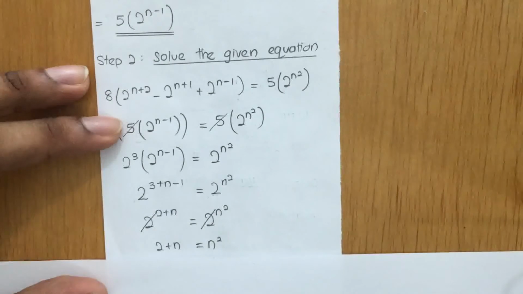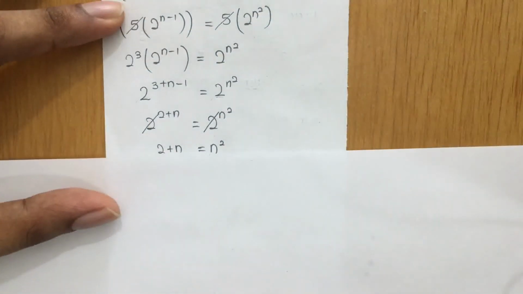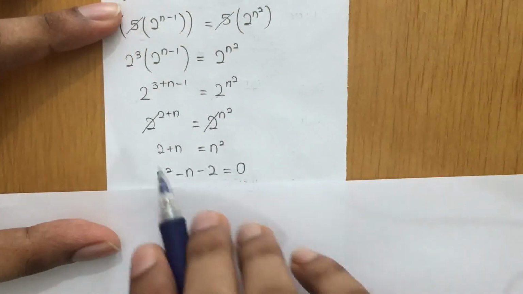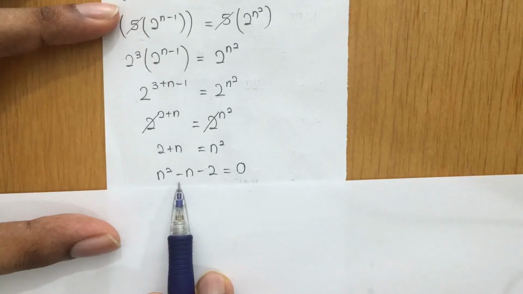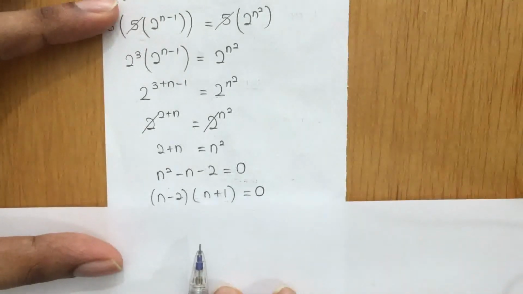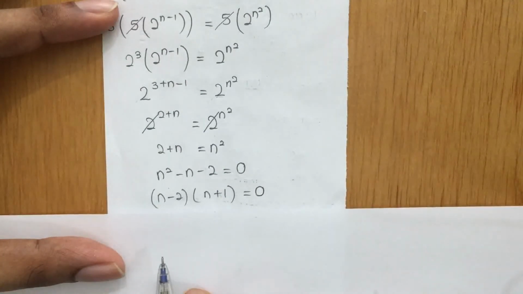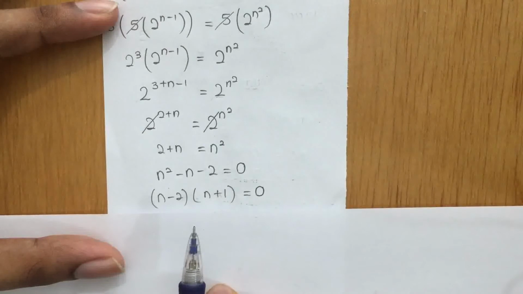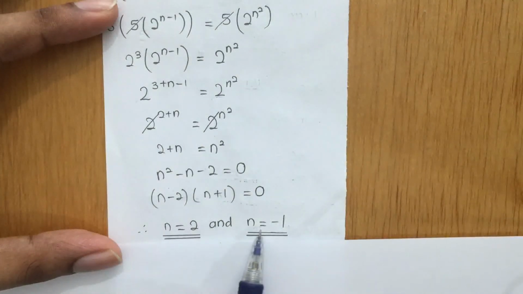Okay, as you notice over here, we can actually form a quadratic equation. So you bring everything from the left hand side to the right hand side. From here you get n squared minus n minus 2 is equal to 0. So you factor this out, you should get (n minus 2)(n plus 1) is equal to 0. Therefore you will have two answers over here, where n is equal to 2 and n is equal to negative 1. So you have two answers over here, guys.